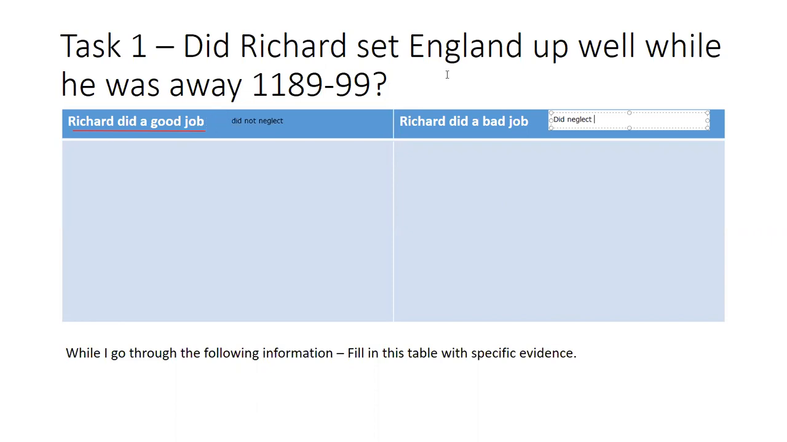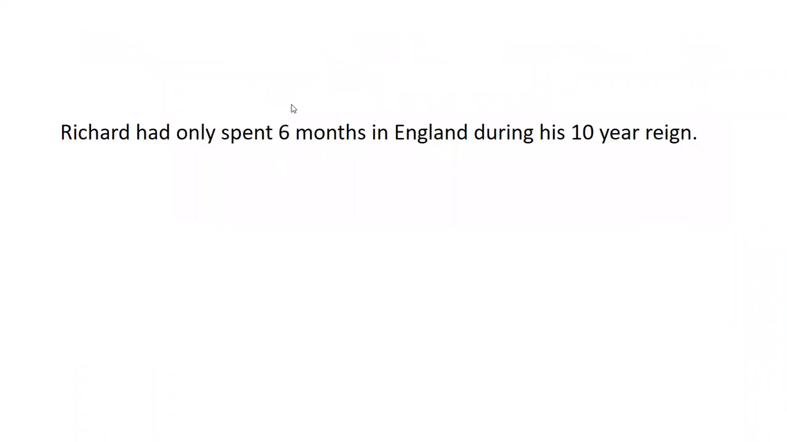Now, while I go through the next lot of information, you need to fill in this table in as much detail as possible for revision. This is an overview, and we will go through Richard and John in a lot more detail in Unit 2 and Unit 3. So the first piece of information is that Richard only spent 6 months in England during his 10-year reign.